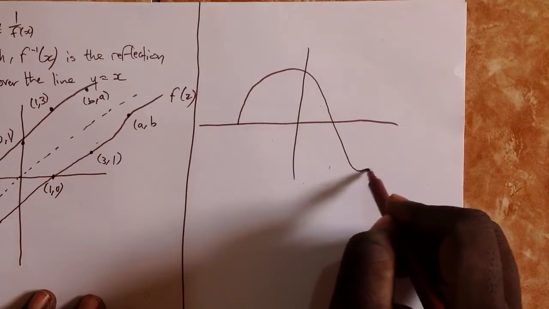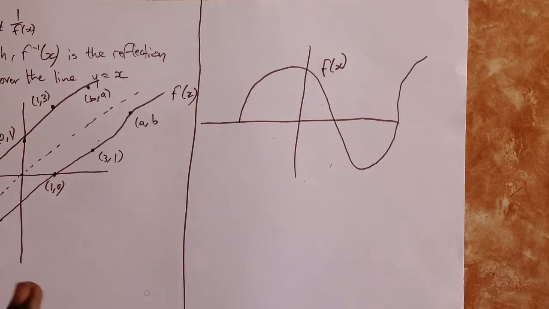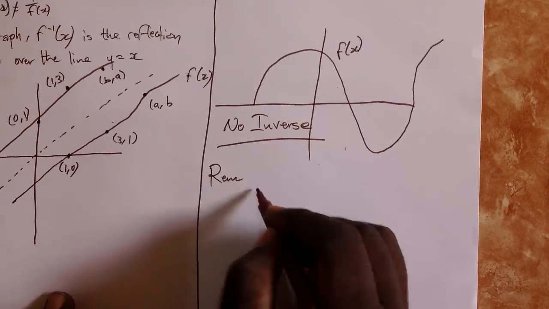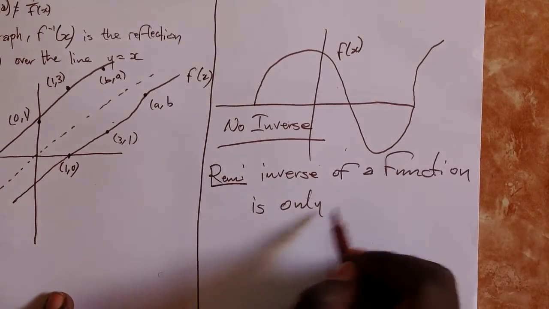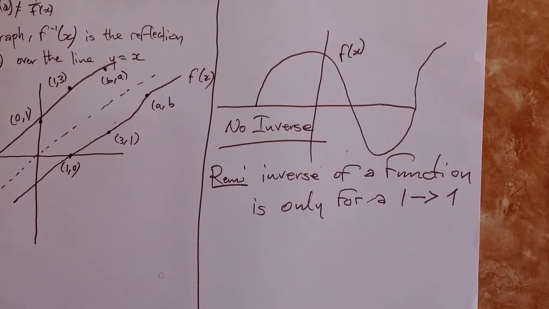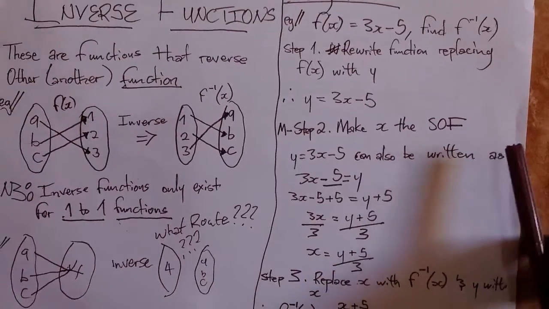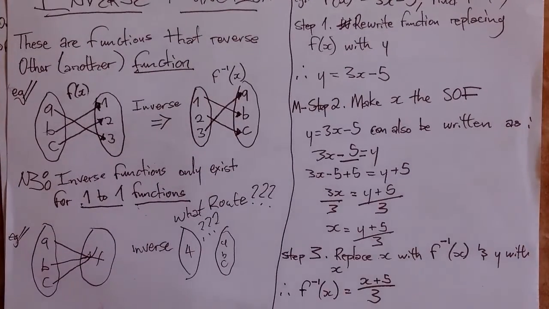How about for such a graph? What do you think would be the inverse? Remember, inverse of a function is only for one-to-one. So this graph therefore has got no inverse, as it has got many points that are linking to one point. And just a reminder, at the beginning, we showed how the inverse is just a reverse route. We also had seen how a many-to-one function wouldn't have an inverse because one point doesn't necessarily have a single route to get back to its origin.